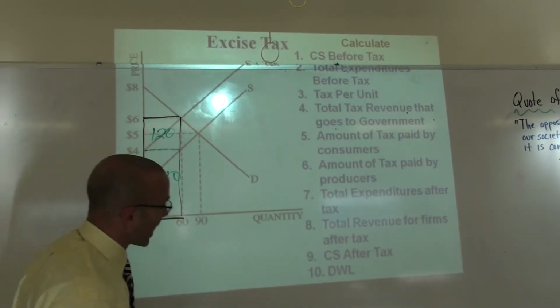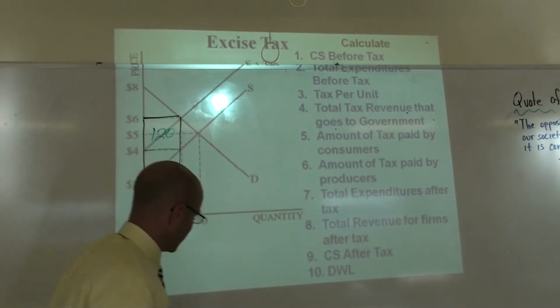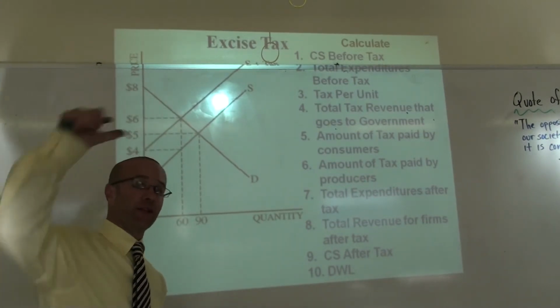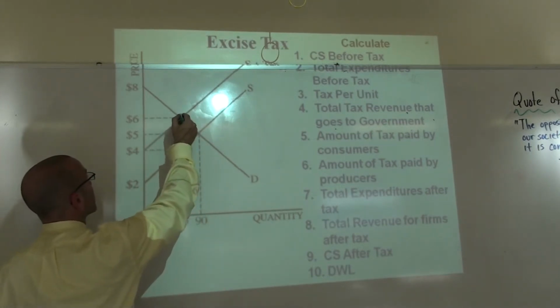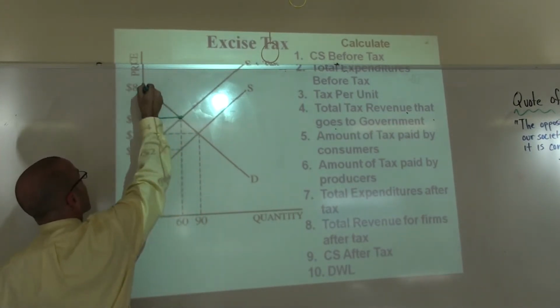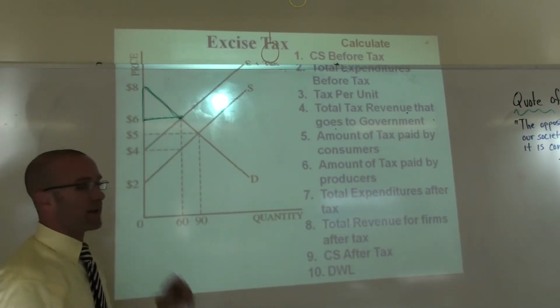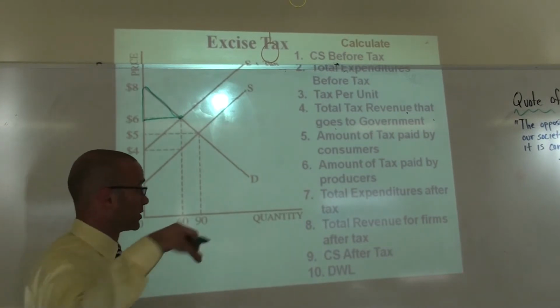All right, cool. Now, what is the consumer surplus after the tax? Well, higher prices, lower consumer surplus. Here's my new equilibrium. Fewer people get the bonus. Fewer people are willing and able to pay more than 6. Therefore, those who are willing to pay more than 6 are fewer, and so the consumer surplus goes down.